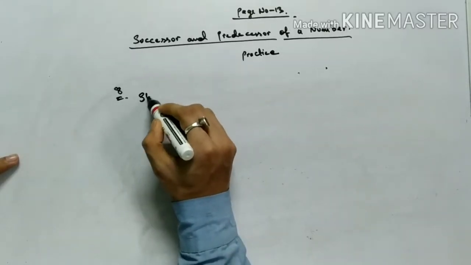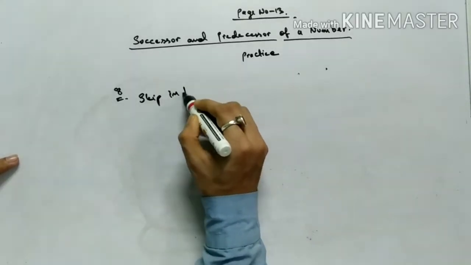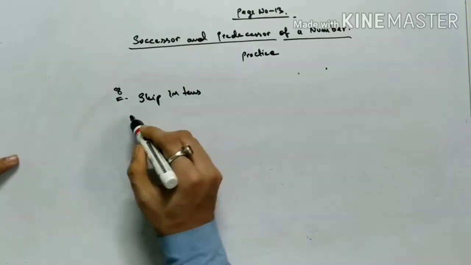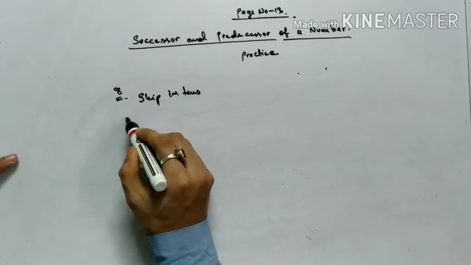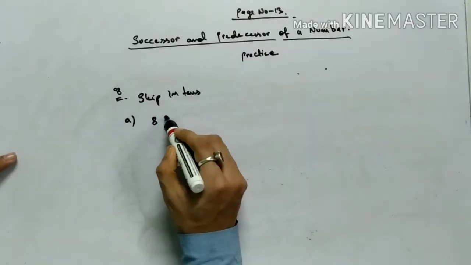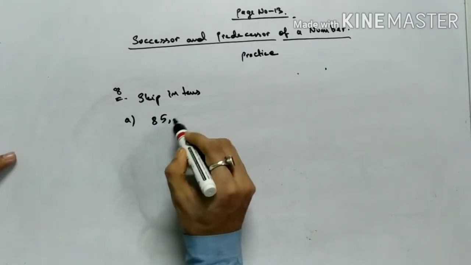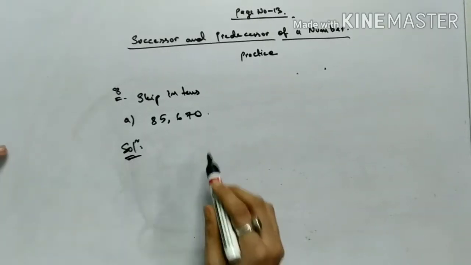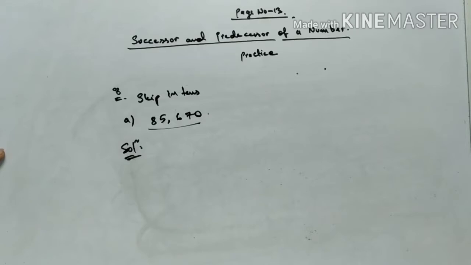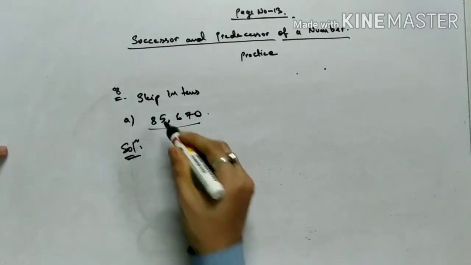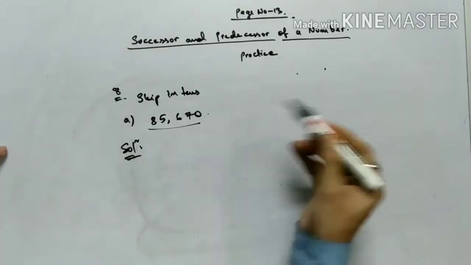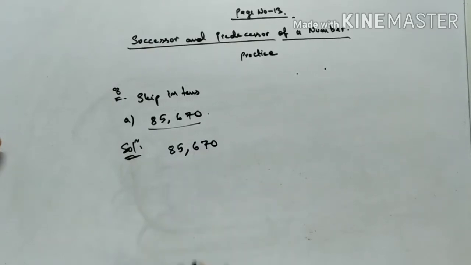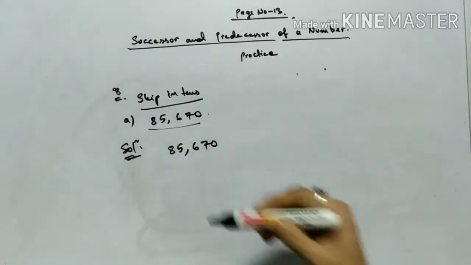Next again, question number 8. Skip in tens. Now it is saying skip in tens and write 5 numbers starting from this one. Understand? Write 5 numbers starting from. So first of all, since it says starting from, I will write this number 85,670.